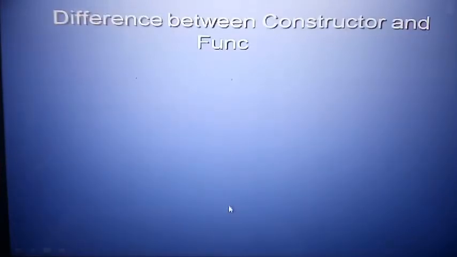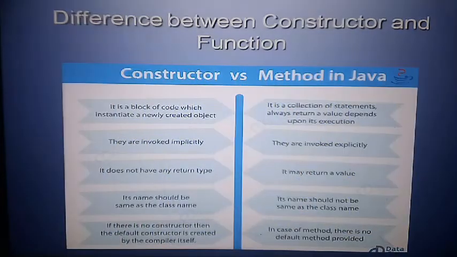Here is the difference between a function and a constructor. This is the most important question, always asked in exams. So what is the difference between a constructor and a method? Both work the same but there is a small difference. Number one, it is a block of code which initializes a newly created object. So here it is always creating an object.